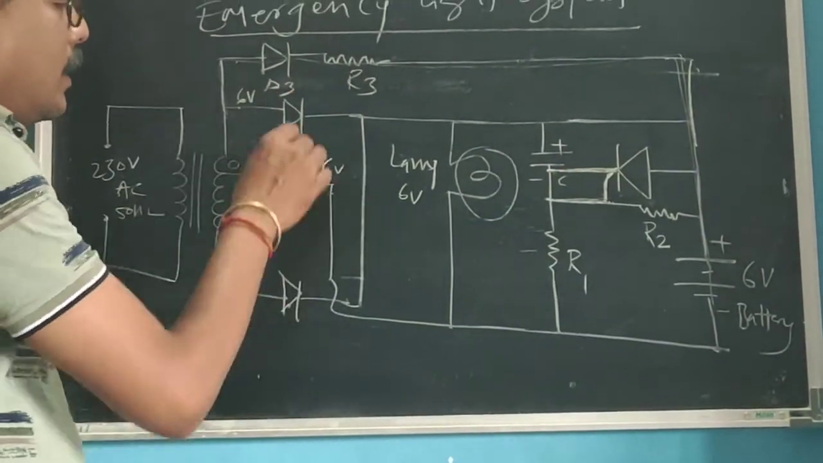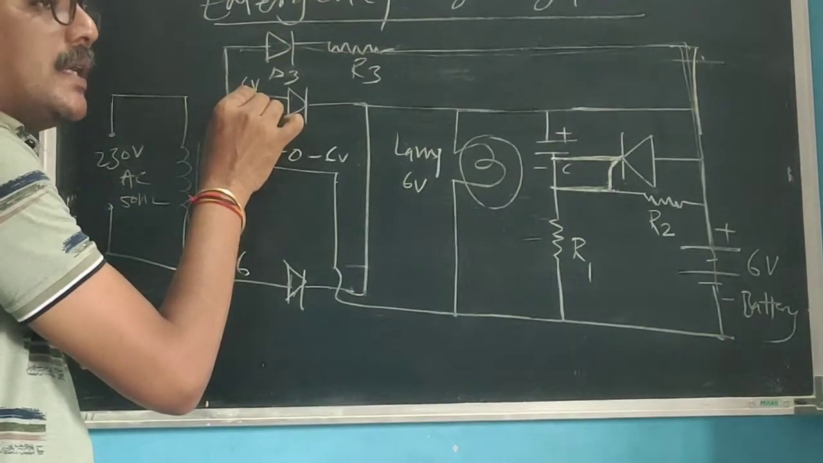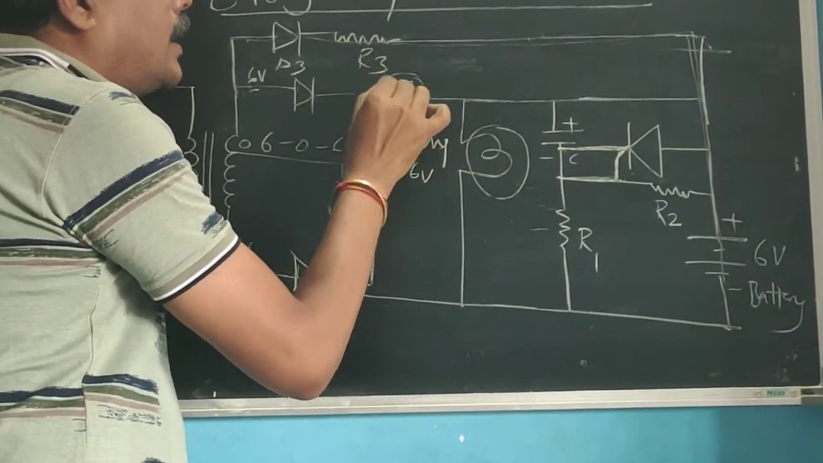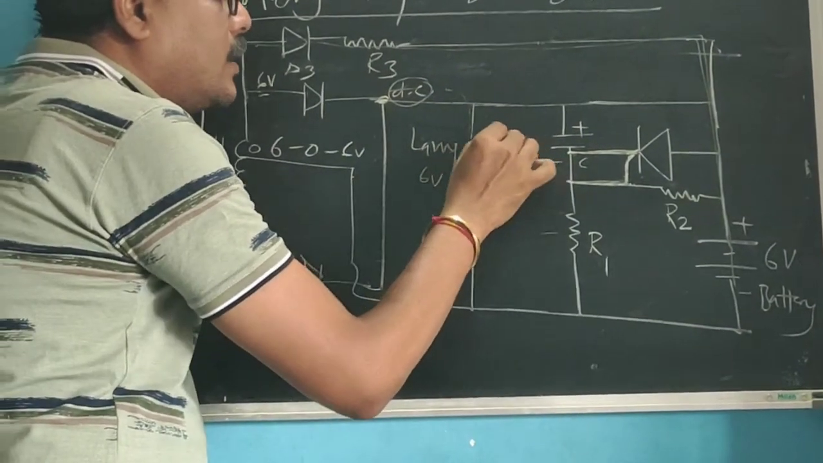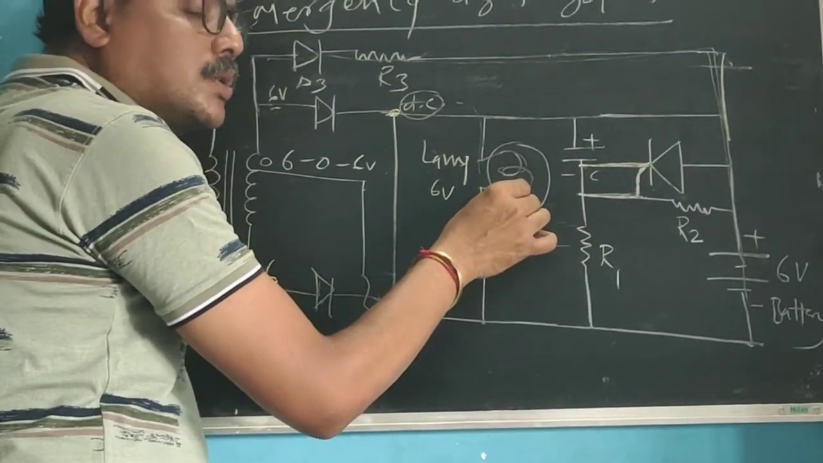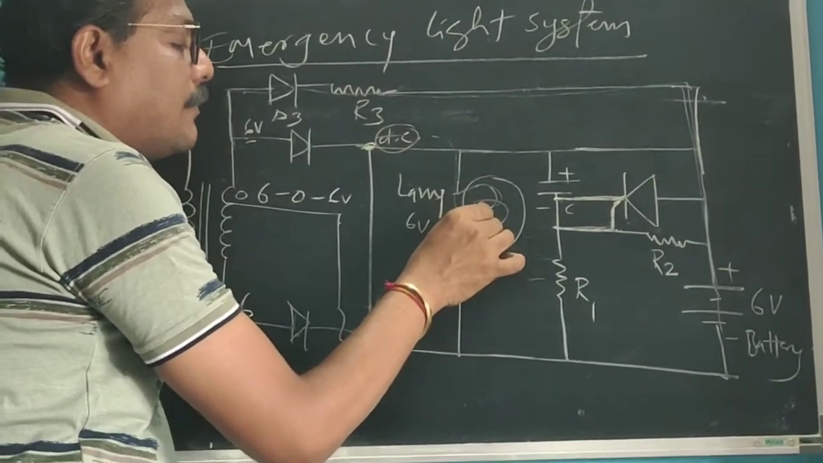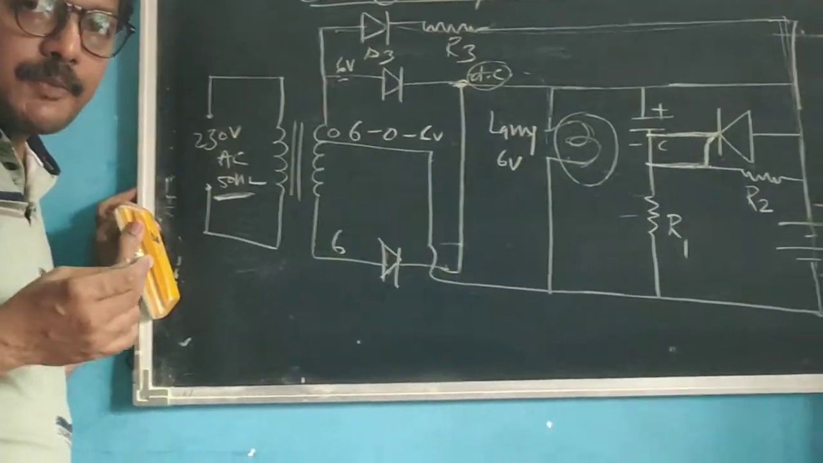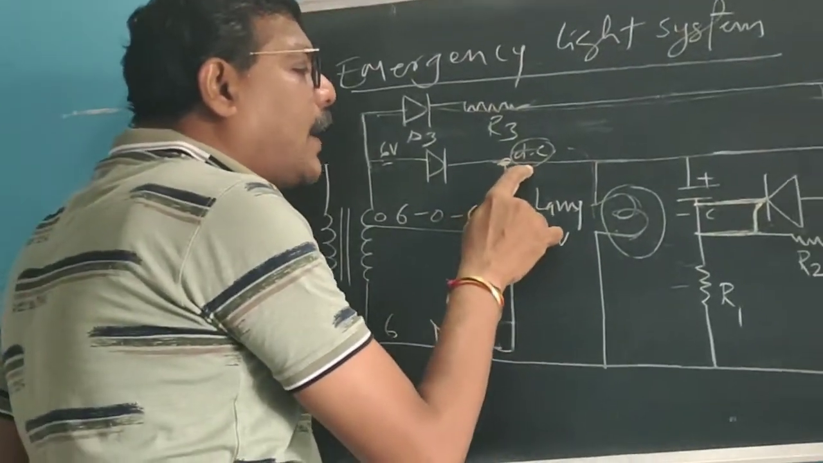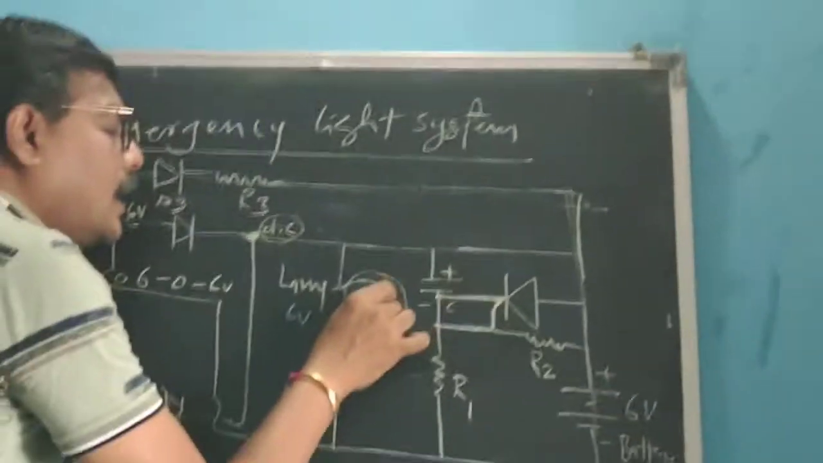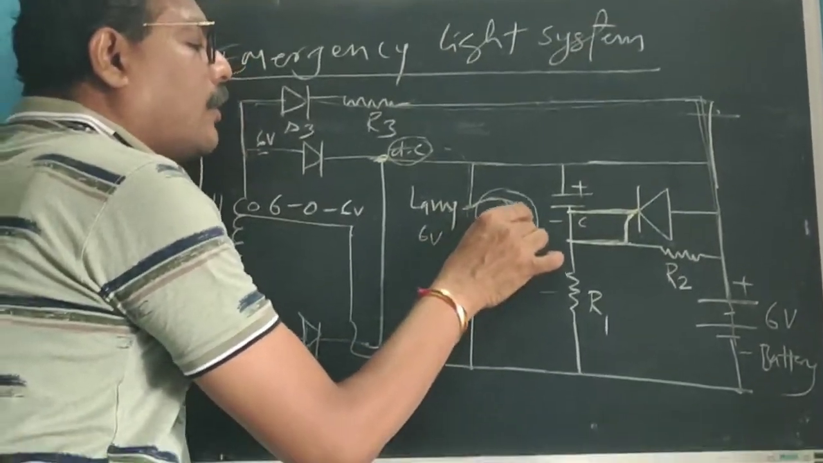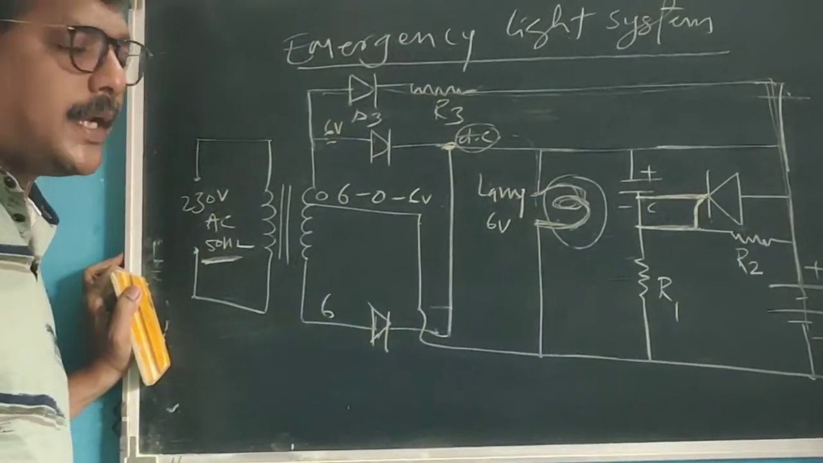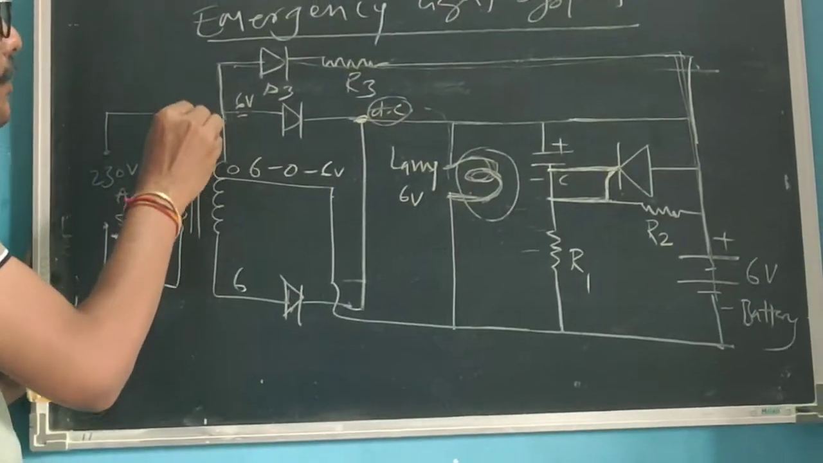At that time, this rectifier converts this 6 volt pulsating AC into DC here. So here we get a DC, and due to that DC the lamp glows due to the rectified DC. It means we can say that when the AC voltage is present, when the power supply is present, at that time due to this rectified DC, the lamp continuously glows, it remains on. But what happens when the AC is not present?